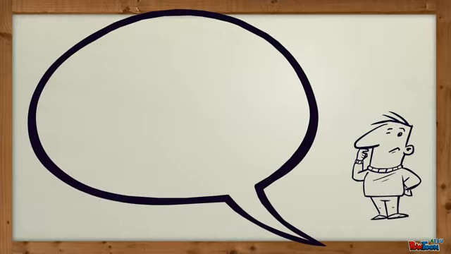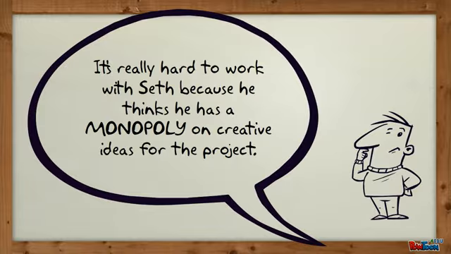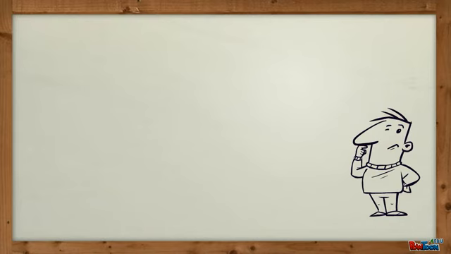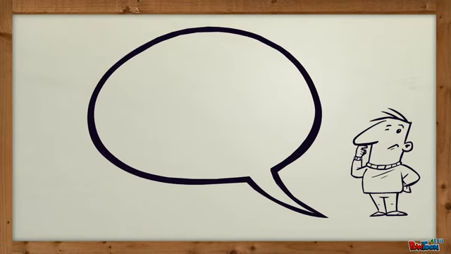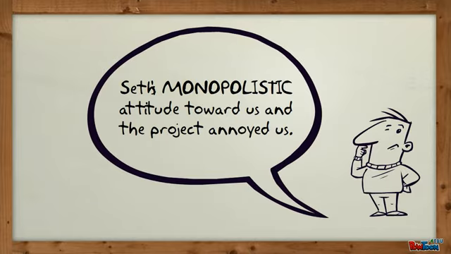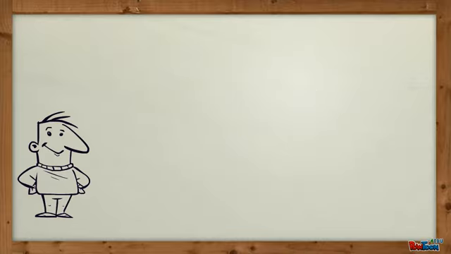But the word monopoly can also mean a real or perceived control of something. For example, it's really hard to work with Seth because he thinks he has a monopoly on creative ideas for the project. That means Seth thinks he's the only one who has good ideas and wants to do everything his way. A monopoly is a noun, but we can also make it an adjective. Seth's monopolistic attitude towards us and the project annoyed us, or his controlling attitude annoyed us.